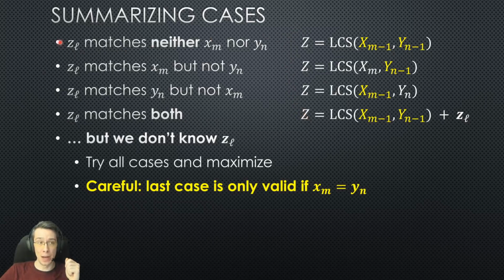Now the problem is we have 4 cases where we have different expressions, and the case that we should pick depends on which of these statements is true. These are statements about the optimal solution, but we don't know the optimal solution. If we knew it, we'd be done. We'd just print it, right? So we don't know z_l, so how do we figure out which of these cases we're in?